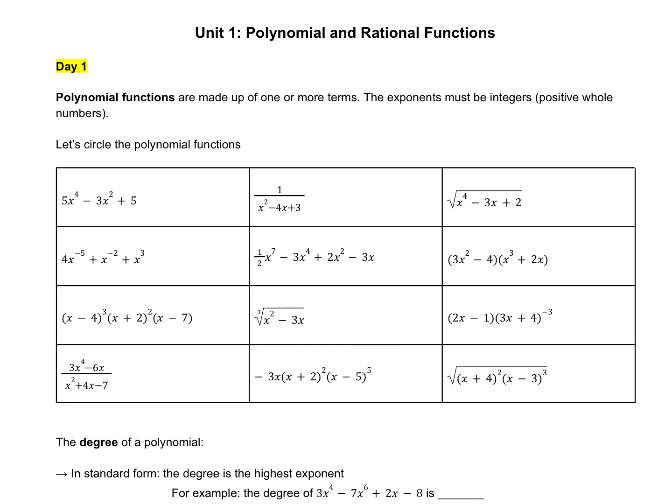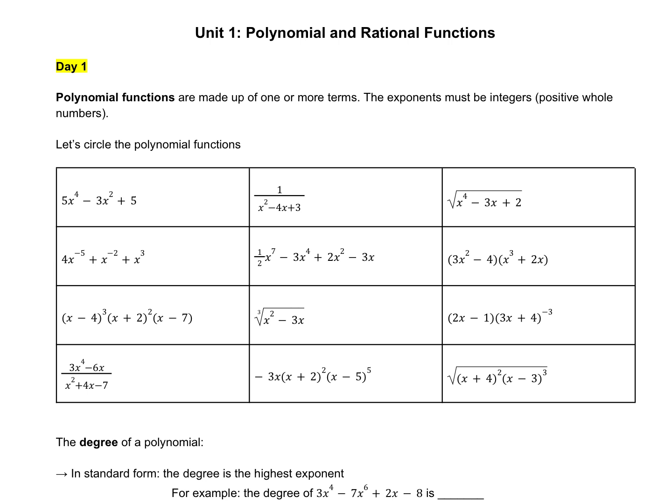In this video, we'll be looking at polynomial functions, so what they are and how to recognize them. And we will start talking about some terminology related to polynomial functions. So first of all, polynomial functions are made up of one or more terms that are attached by addition or subtraction or multiplication, but the exponents on the variables have to be integers, so that means positive whole numbers.